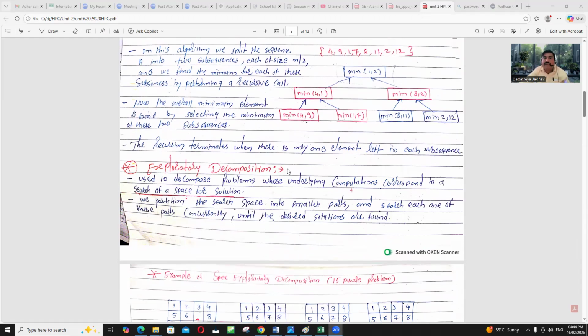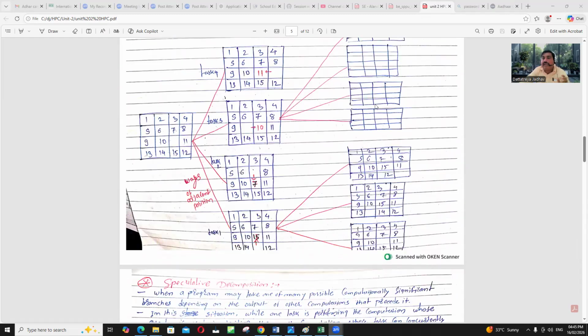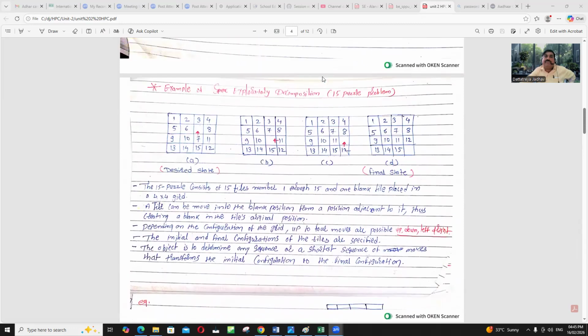That is the one problem where the underlying computation corresponds to a search of a space of solutions, right? So we take these parts concurrently until the desired solution is found. So we get a number of solutions to get the exact output of your problem. So that concept will be explained in exploratory decomposition.